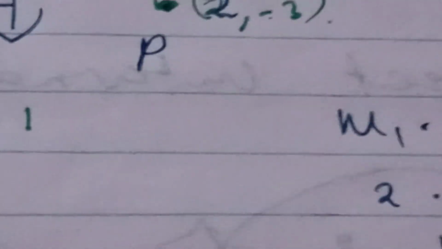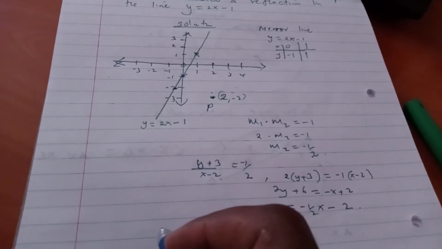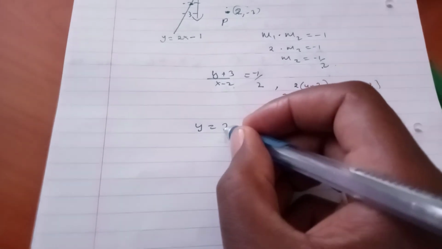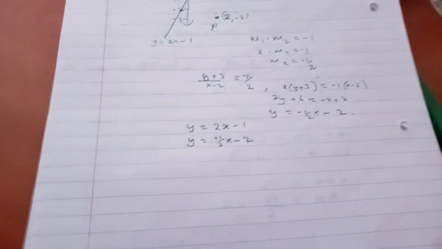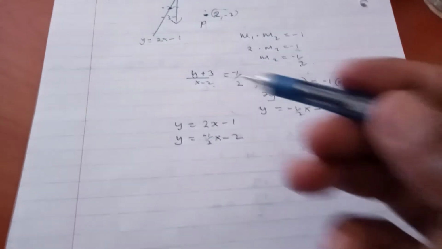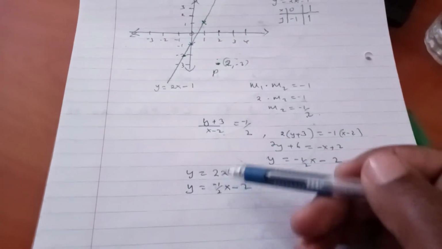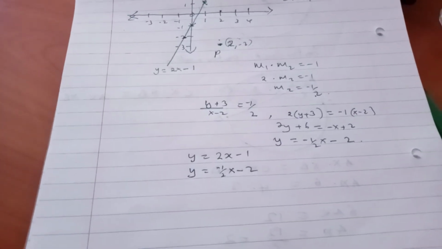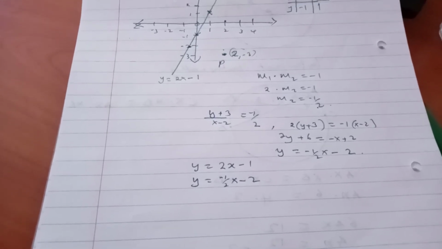So what do you know? You know that when the two lines intersect, that is line y equals 2x minus 1 and y equals negative half x minus 2, when they meet, the point of intersection between the two lines is a solution to the simultaneous equation between the two lines. And that is very important because we shall use it now to get the midpoint, and that is the point where the two intersect. And once we get that, it will be very easy for us to get the image.